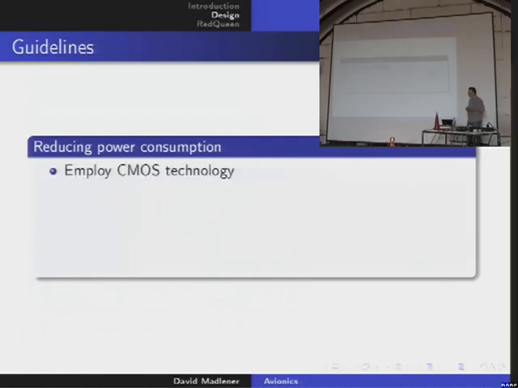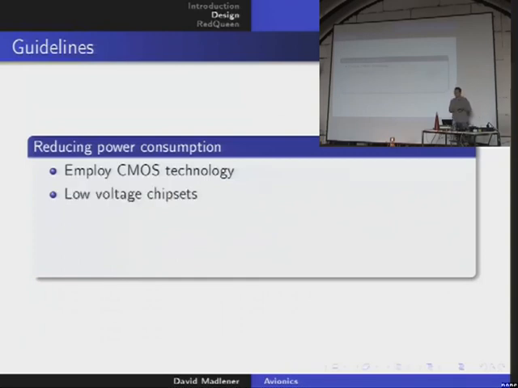Then, reducing power consumption. Okay, using CMOS is a good idea. So you can have a very low power consumption. There are problems with CMOS, but in the sense of power consumption, it's the best choice. Use low voltage chipsets, okay? So no 5 volt anymore. Go down to 3.3 or 1.8 or something like that.